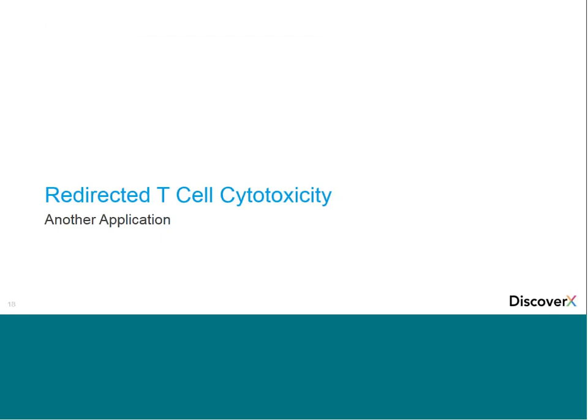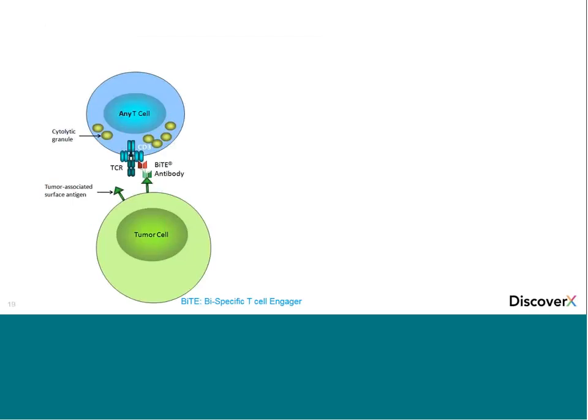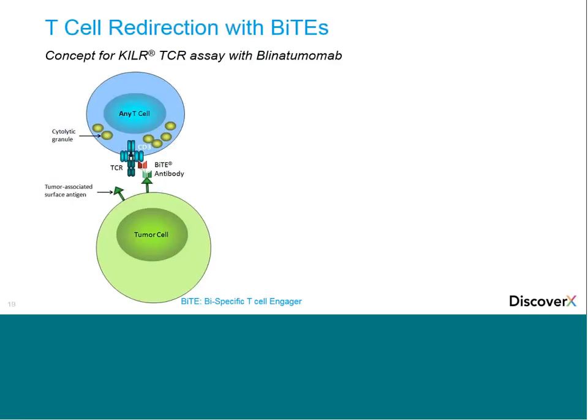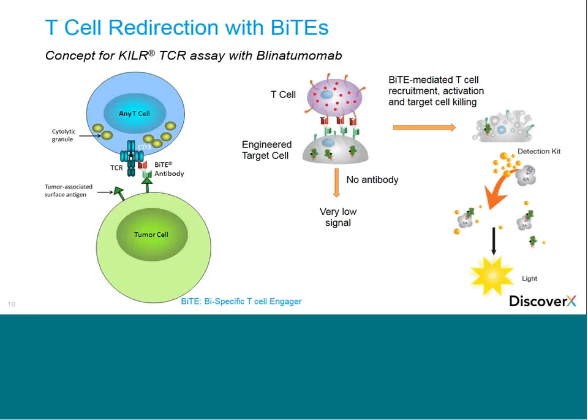Finally, I'd like to share one more example of an application that can be used with these cells, which is a T-cell redirection application. So we chose for this study to work with the BiTE molecule blinatumomab, which is a bispecific antibody that engages the CD19 antigen on B cells on one end of the antibody, and on the other arm, it engages CD3 on the surface of the T cell. And this antibody then serves as a synapse, if you will, between the tumor cell and the T cell, and mediates lysis of the tumor cell.